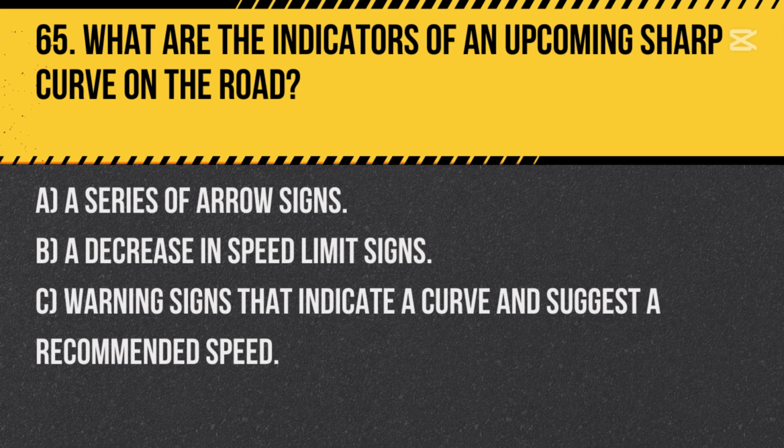What are the indicators of an upcoming sharp curve on the road? A. A series of arrow signs. B. A decrease in speed limit signs. C. Warning signs that indicate a curve and suggest a recommended speed. Answer. C. Warning signs that indicate a curve and suggest a recommended speed. These signs help drivers prepare for and navigate sharp curves safely.